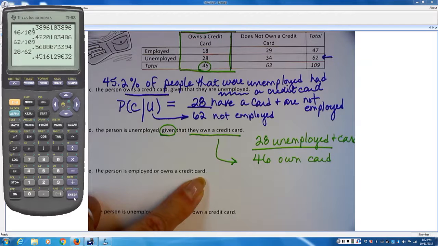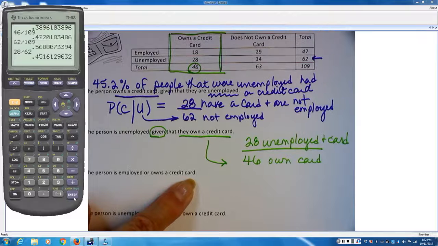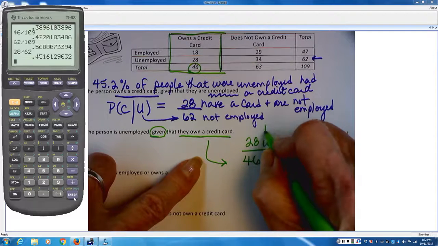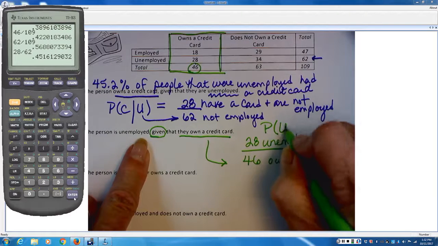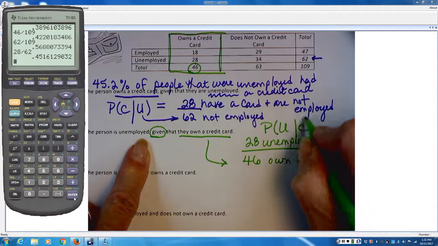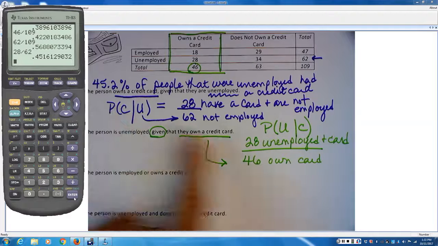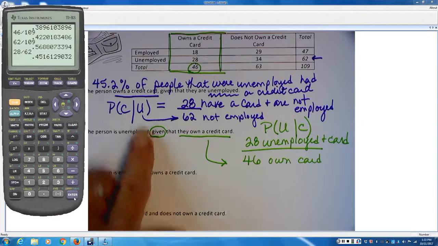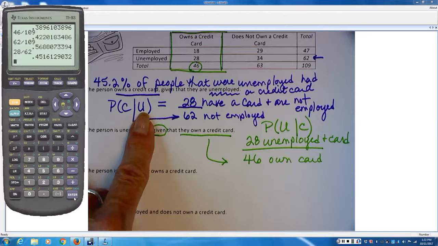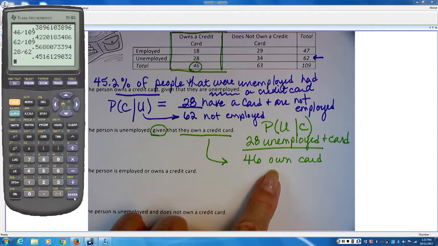So they're unemployed and they own the card. Okay? So notice the difference in the ordering of the letters. And it's always the one that comes after the line, after the given, that tells you what your denominator is going to be.